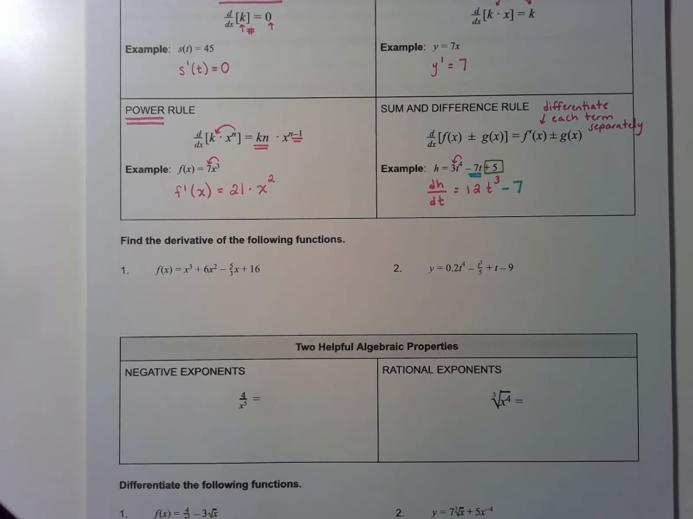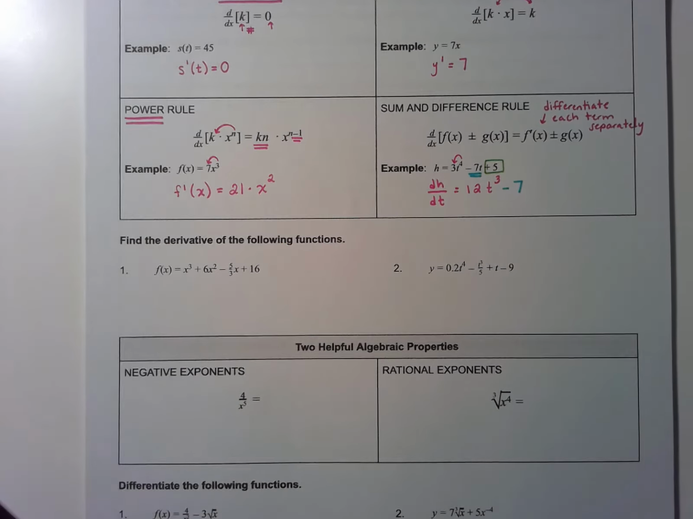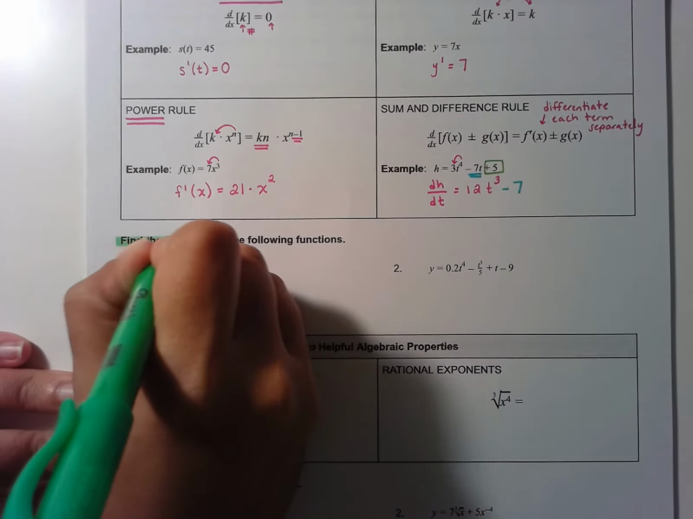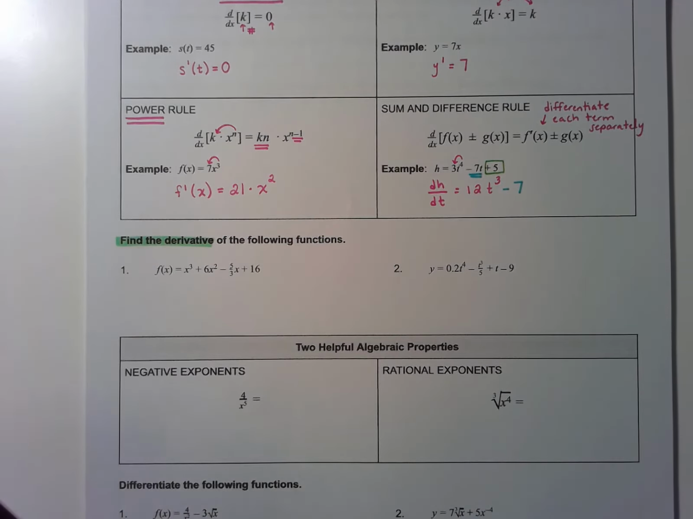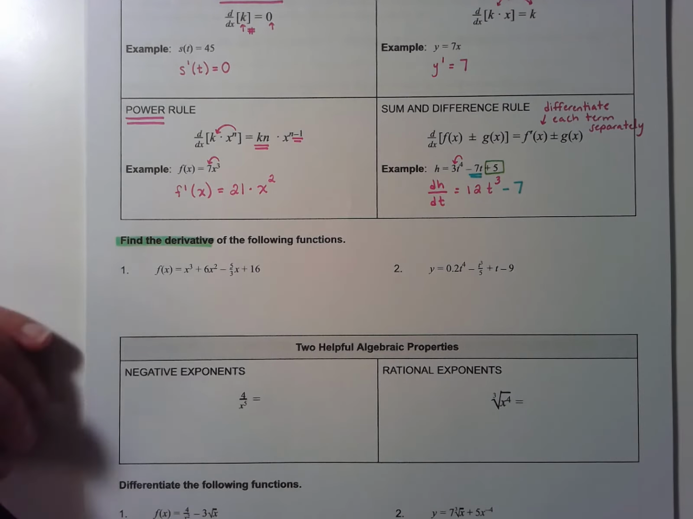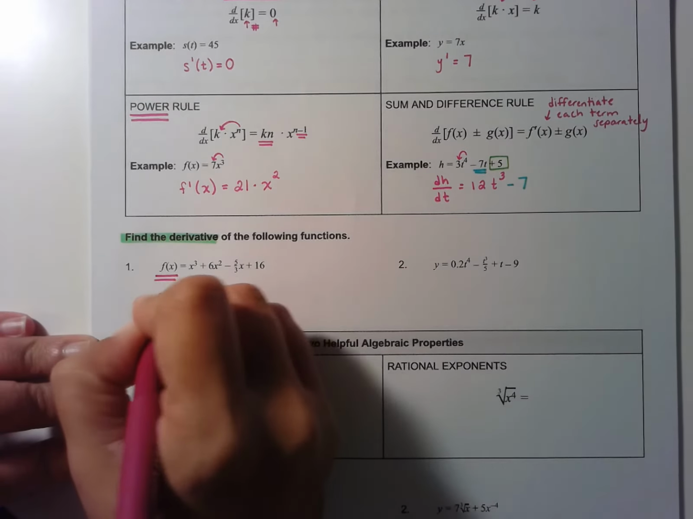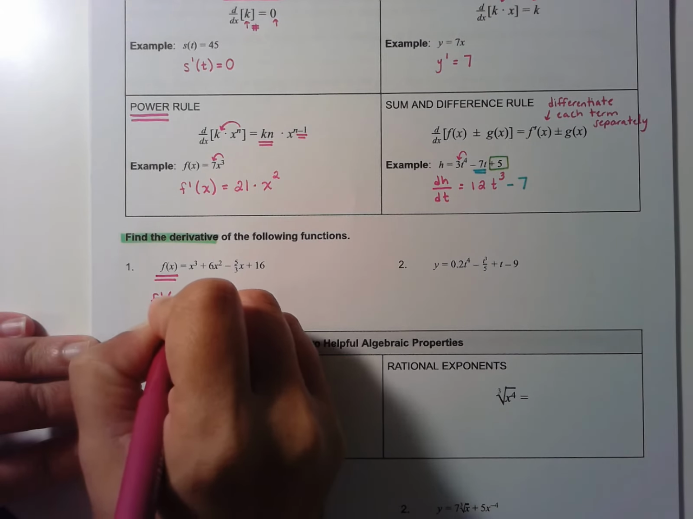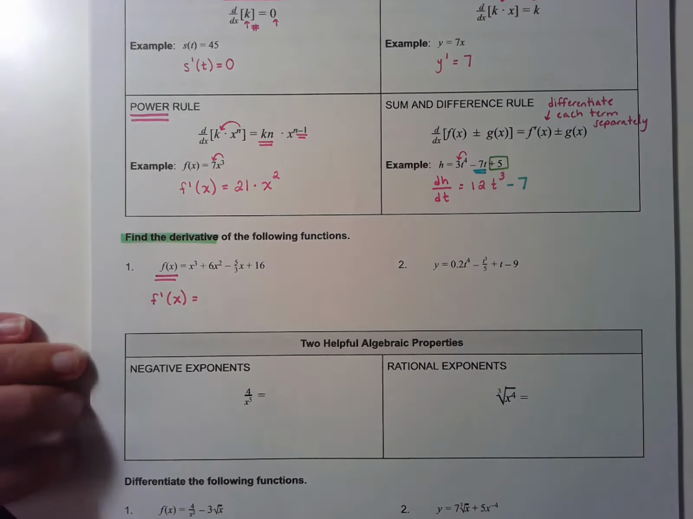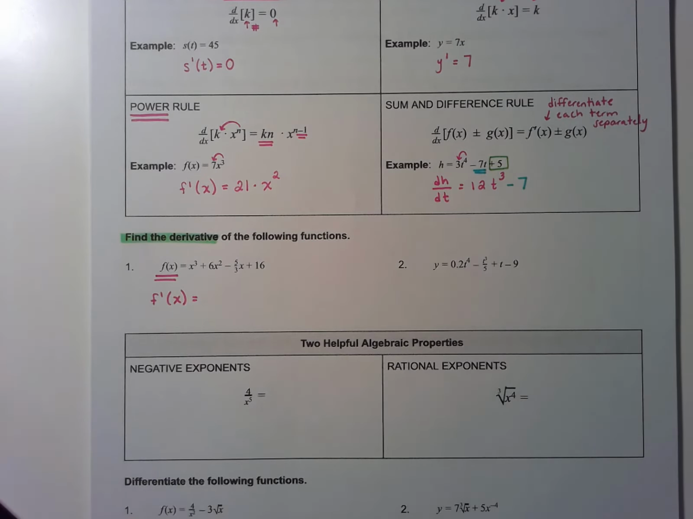Now, let's practice finding some derivatives using these rules. So the directions here say find the derivative of the following functions. Find the derivative is, I think, our third learning target, if I remember correctly. So we are going to find the derivative of the following functions. Now we're going to make sure we use the correct notation when we do this. So when I find the derivative of f of x, I'm going to write f prime of x is equal to. Now I'm just going to do each term one at a time.